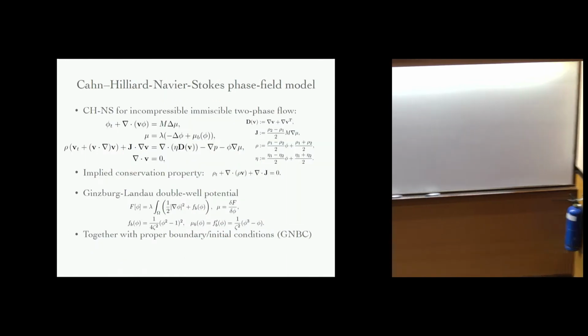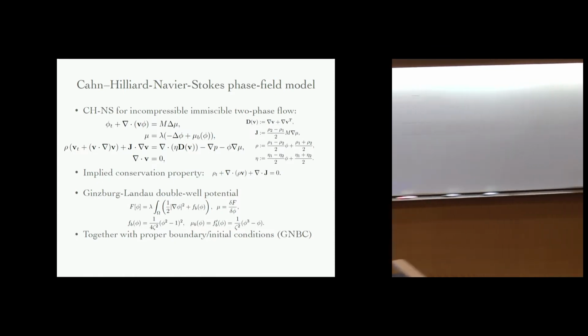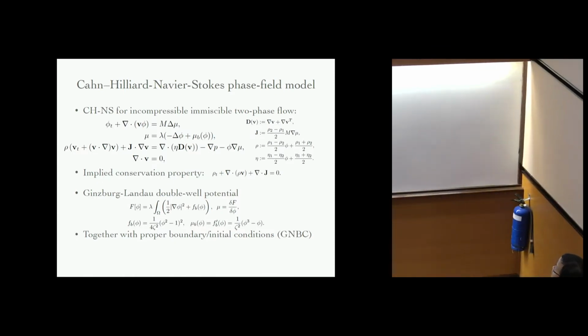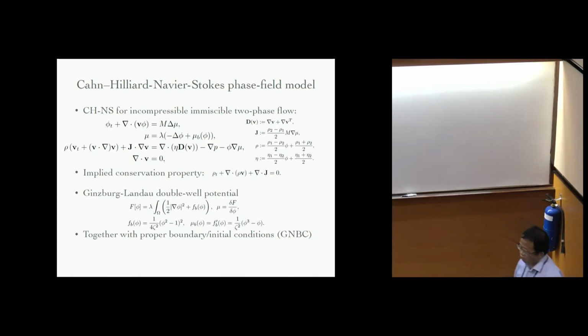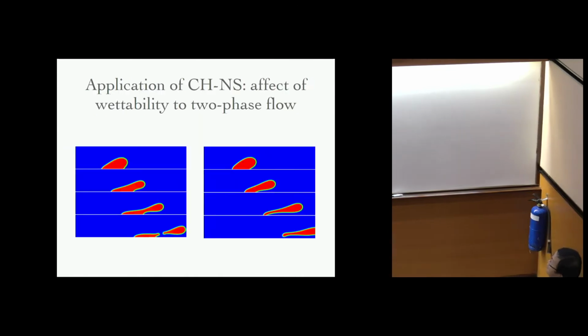The Cahn-Hilliard Navier-Stokes model has many forms. One of the forms looks like this. It can be very useful for studying two-phase flow, like an oil and water system inside a rock, and tells us a lot of things. That's why we were very interested in it.